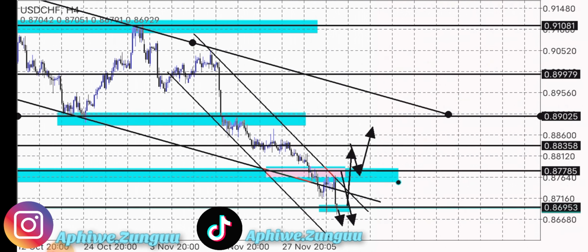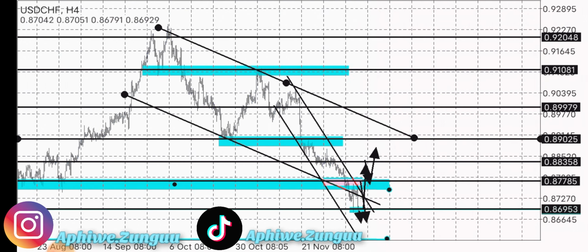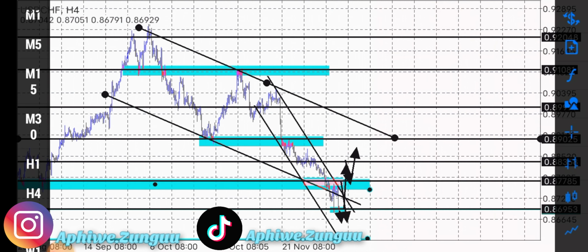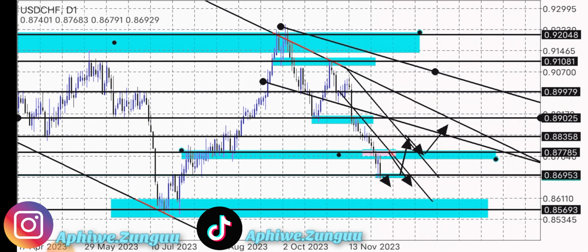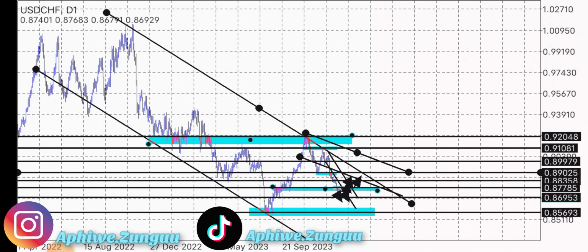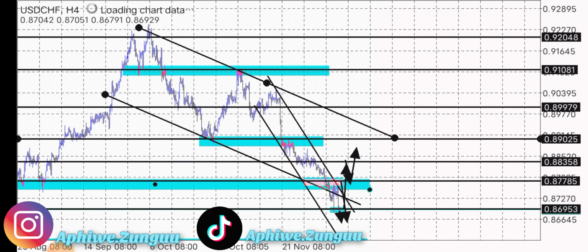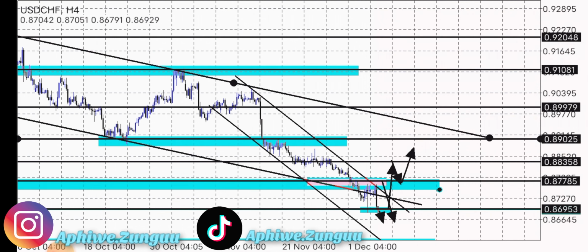So when are we going to exit, you may ask? I'll exit my sells once we have touched this area, which is 0.85693. This is where I'm seeing the pair going for the current times. So let's change from this pair to USDCAD.